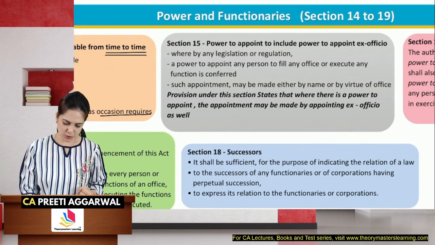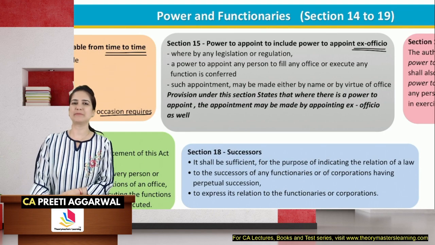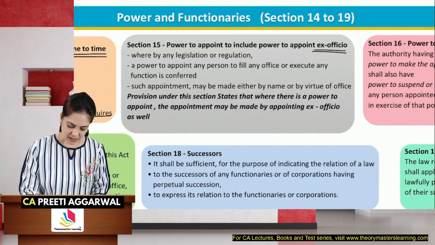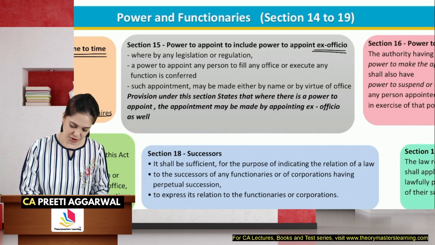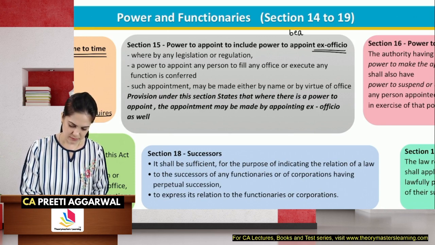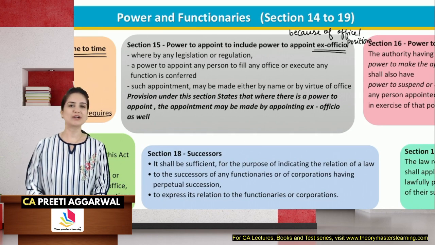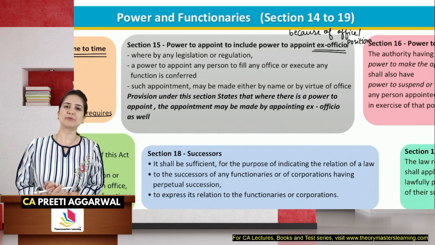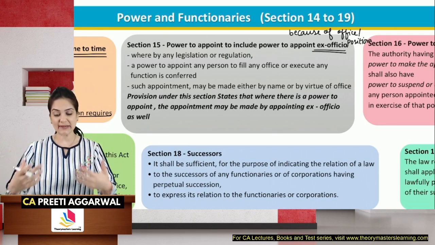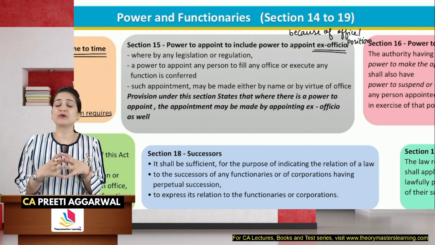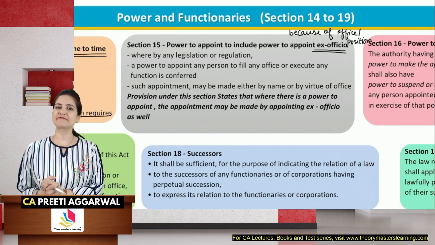Section 15, power to appoint will include power to appoint ex officio also. Ex officio means someone who is in a position, okay, or because of his office or position. Now ex officio means someone who automatically becomes a member, who automatically comes into power, who is an automatic choice just because of his position.